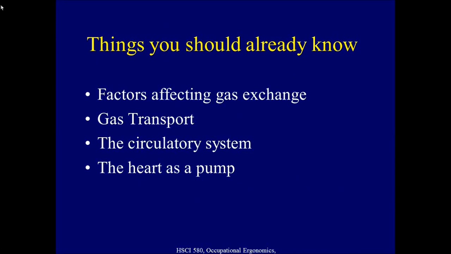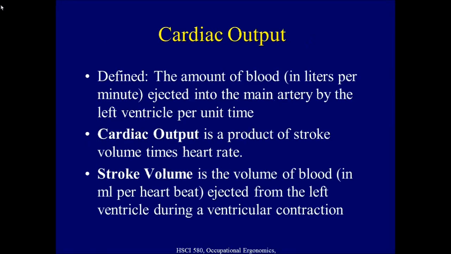Things you should know: factors affecting gas exchange between oxygen consumption and CO2, gas transport right down to the alveoli, the circulatory system, and the heart is a pump. So for example, the amount of blood in liters per minute ejected into the main artery by the left ventricle per unit time is our cardiac output. It is a product of stroke volume times heart rate. So if I were to ask you what the stroke volume would be, know that you would need the components of cardiac output and heart rate in order to determine the amount of blood per beat.